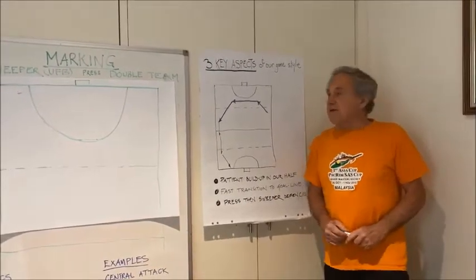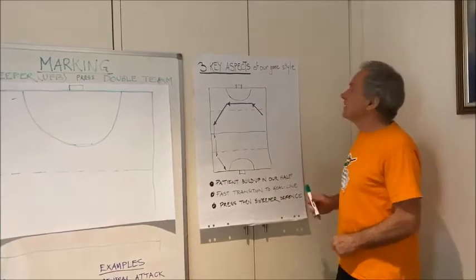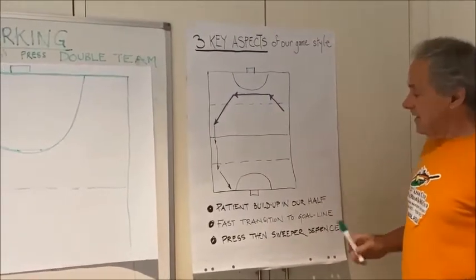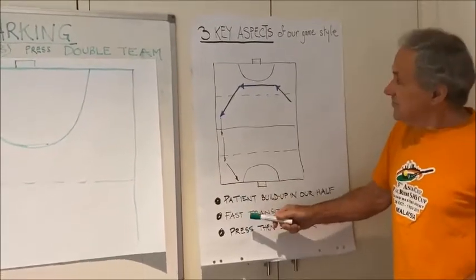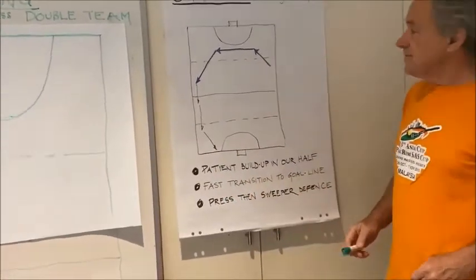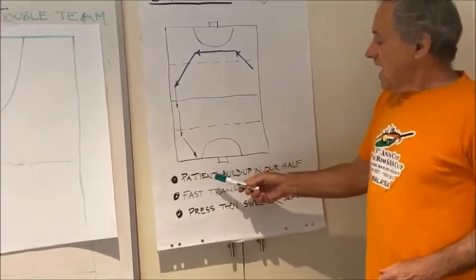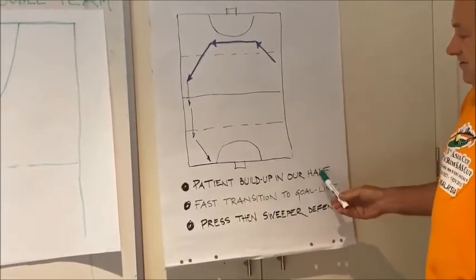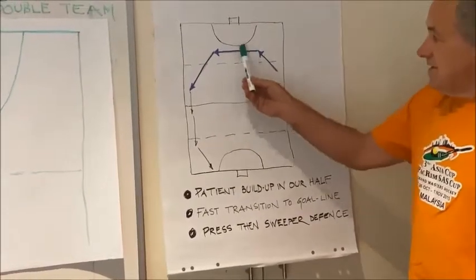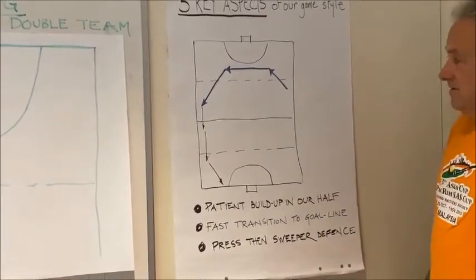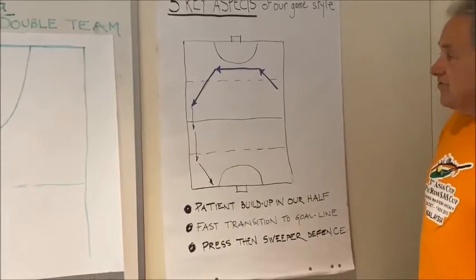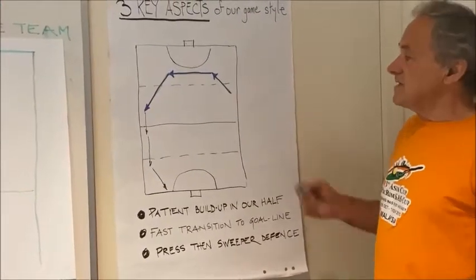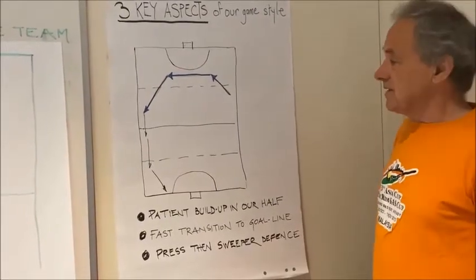Before we start today, let's do a bit of revision. Let's look at the three key aspects of our game style. Three key aspects are shown down here. The first one being a patient build-up in our half, and this is illustrated by the blue lines, which show some movements across the back, and we have looked at many details of how we set up from the back.